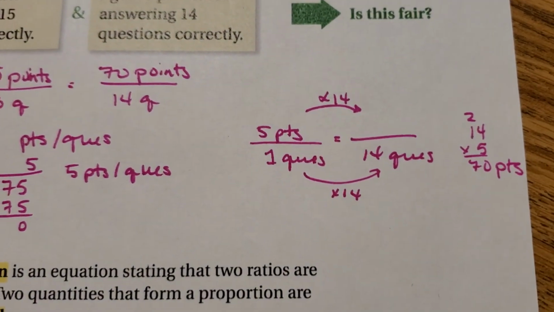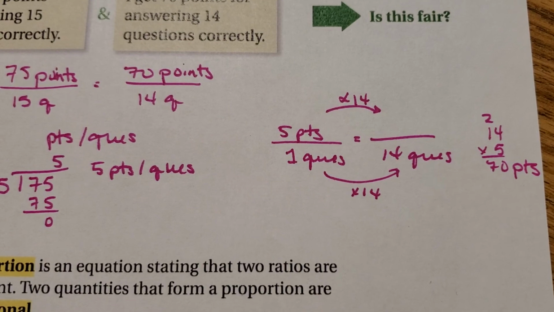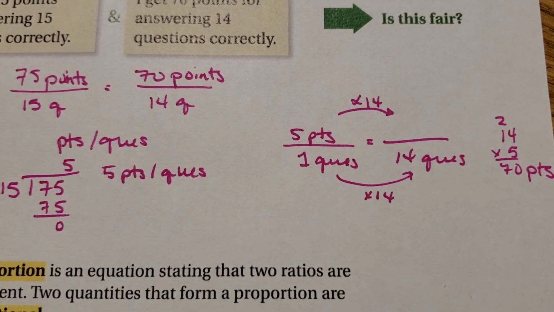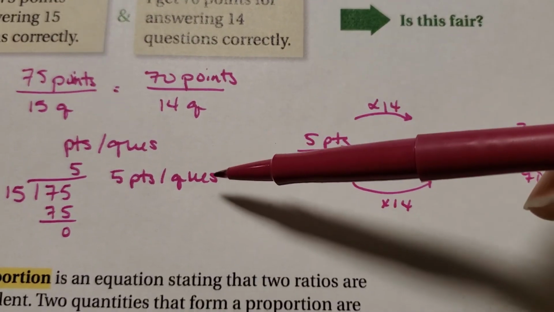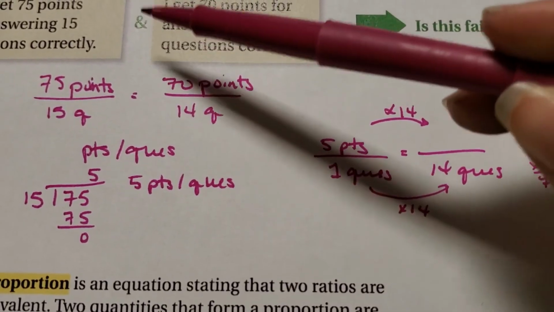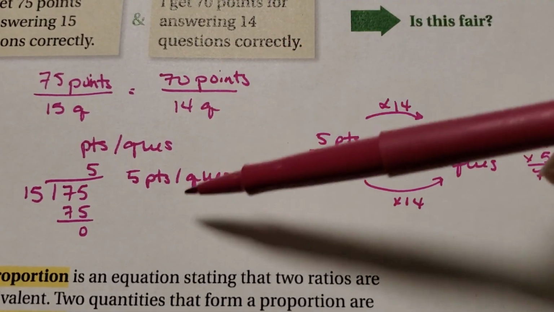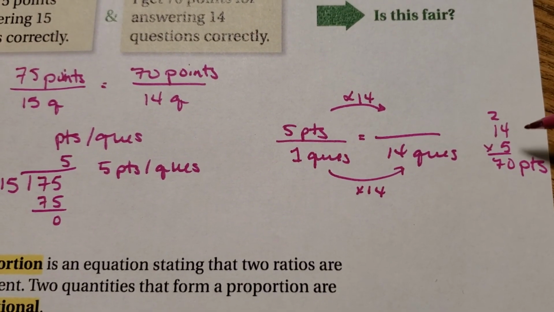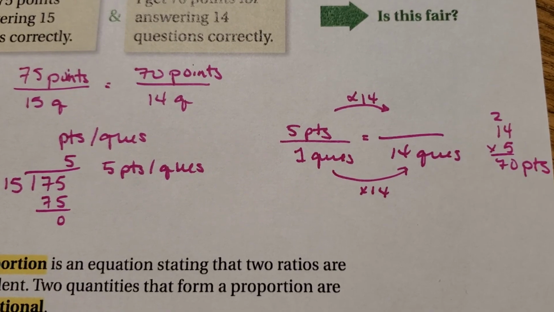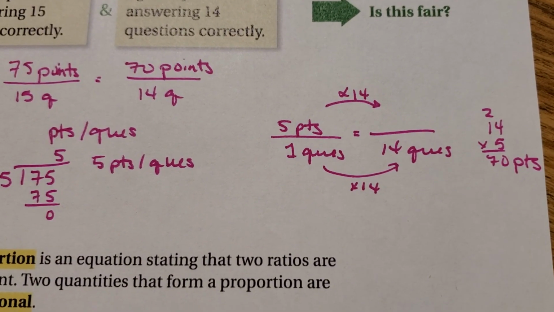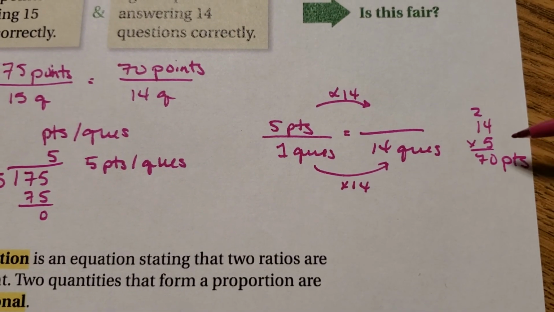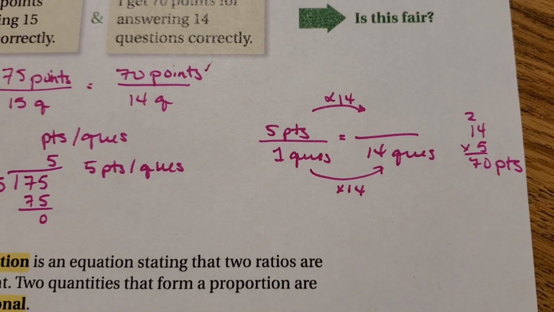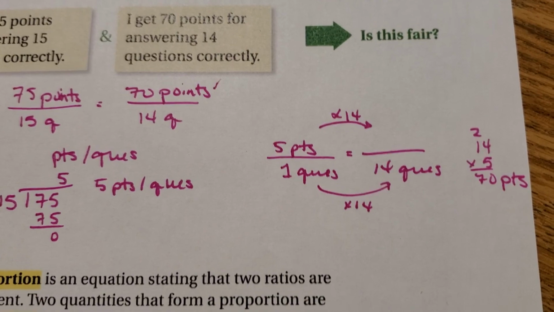So you should be writing me a sentence explaining that this is fair. So I would talk about that based on the first ratio here, we receive 5 points per question. If you get 14 questions right, you get 5 points for each, which would be a total of 70 points. And because the 70 points matches up with the 70 points here, this is fair. So you would get a fair score on your assignment or quiz.